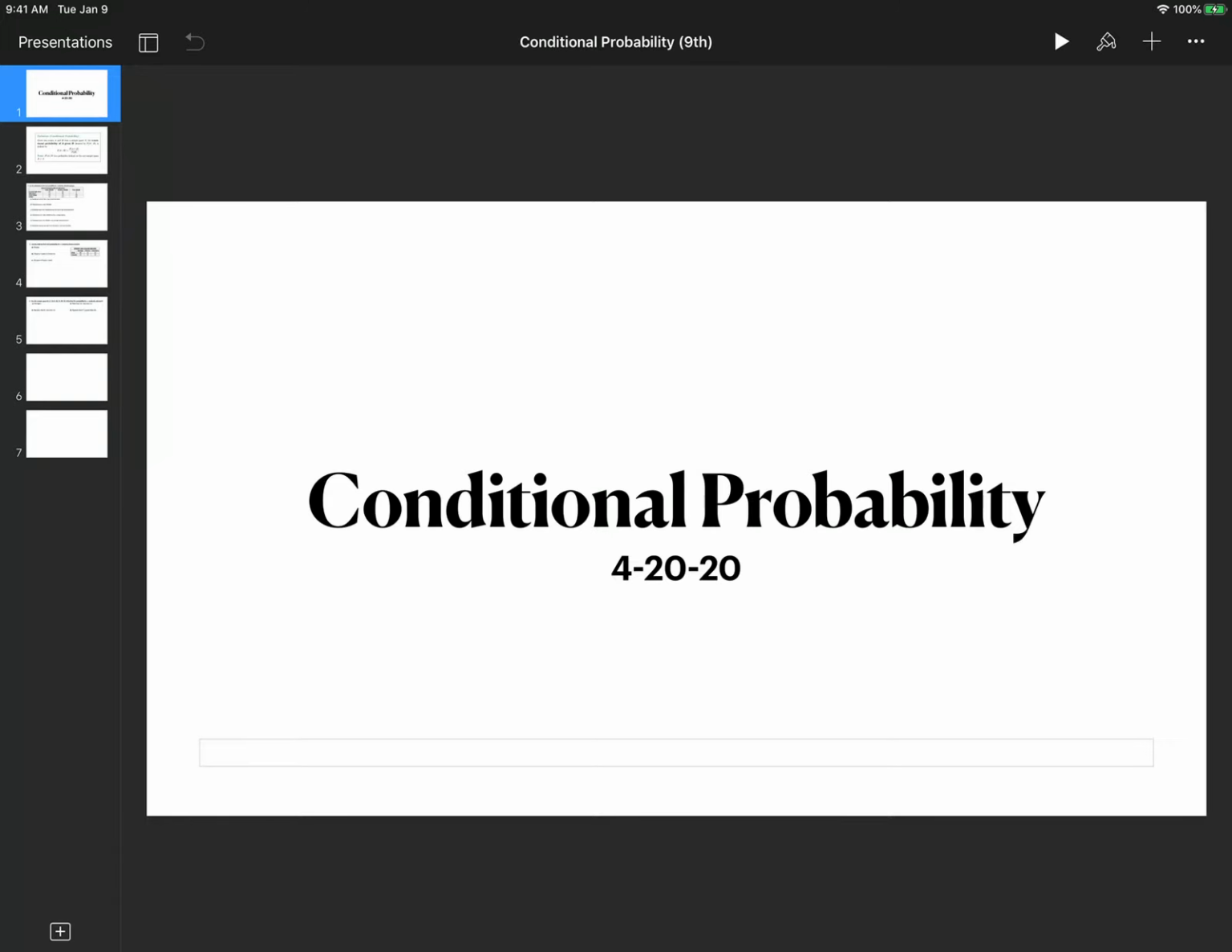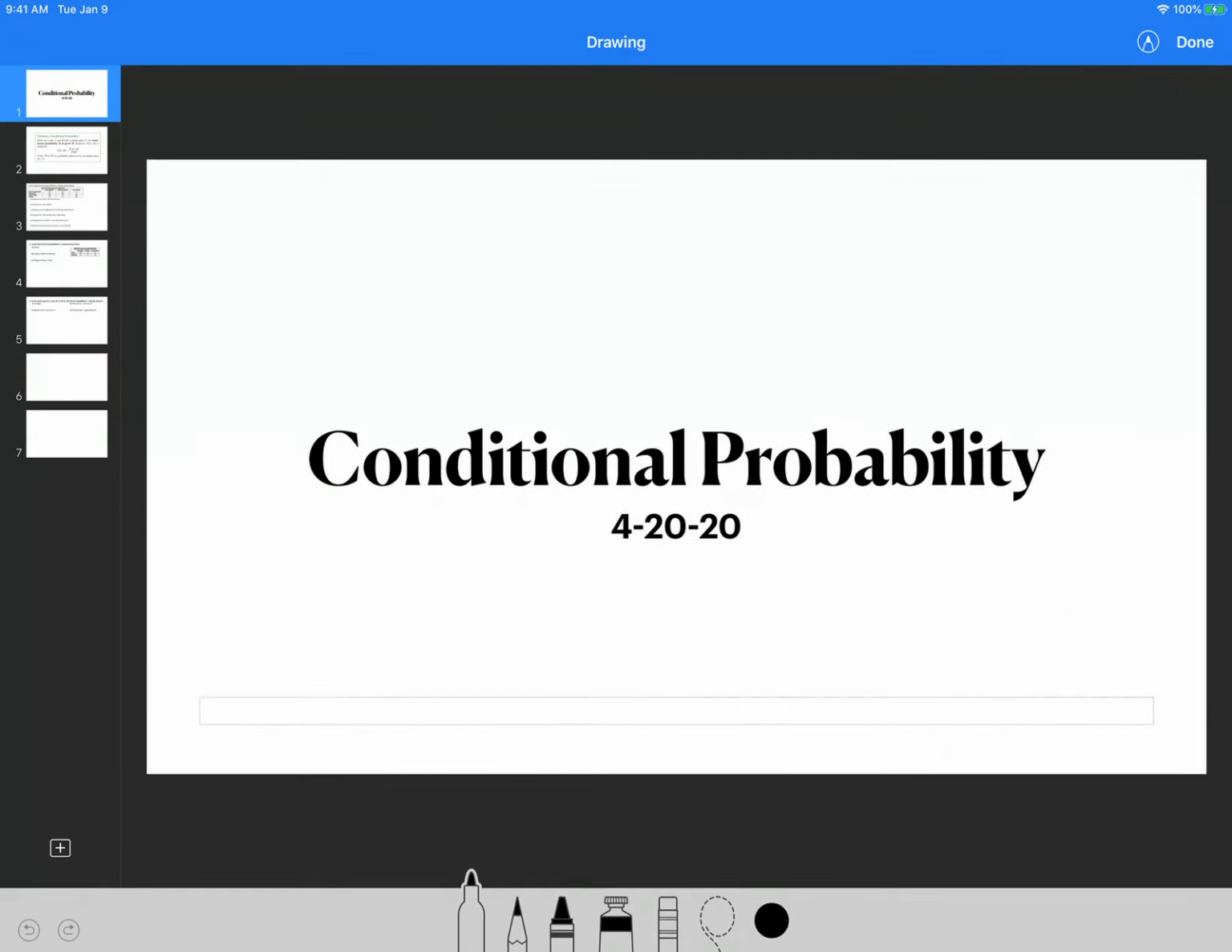Once we go over several problems, we're going to be taking a quiz, most likely by the end of this week. On a weekly basis, I'll give you an assessment to make sure that you have a grade for those. Okay, so let's get started with conditional probability.